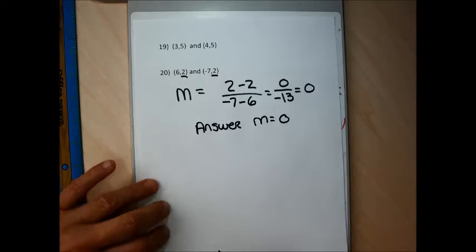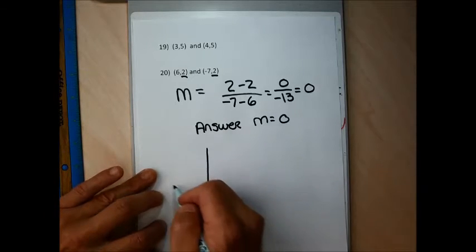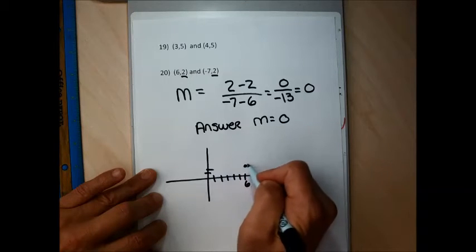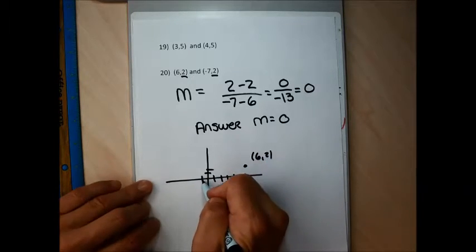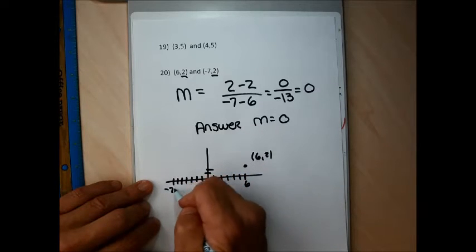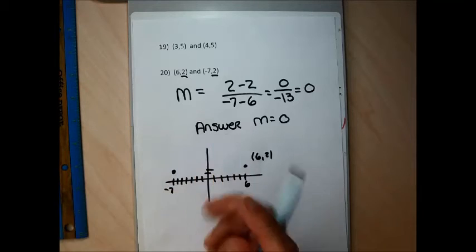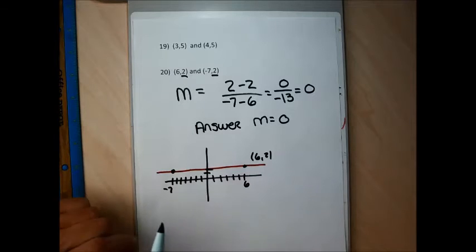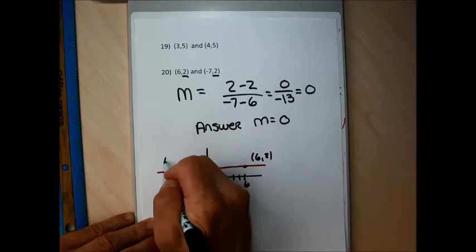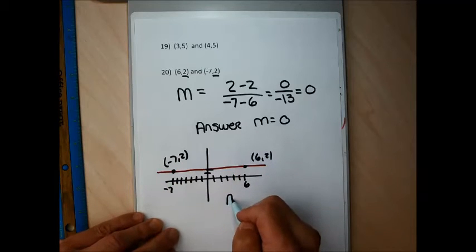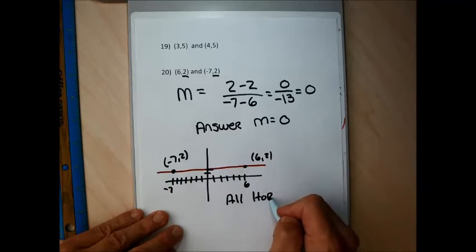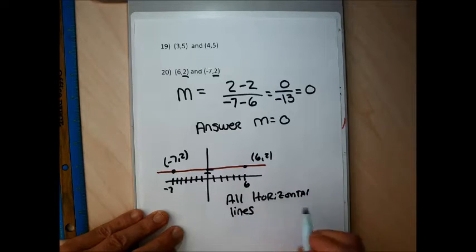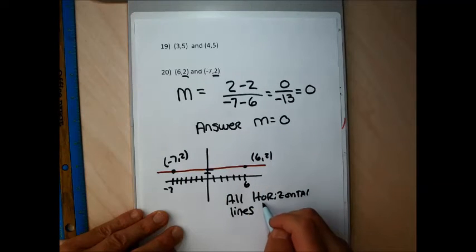And then some things that are important. If I went and graphed these 2 points, 1, 2, 3, 4, 5, 6, and 2, and 1, 2, 3, 4, 5, 6, negative 7, and 2, and you connected those 2 points, again, this is extra and not required, they form a horizontal line. And all horizontal lines have a slope of 0. Again, that's not necessary, but it's probably nice to just mention right here because it fits.